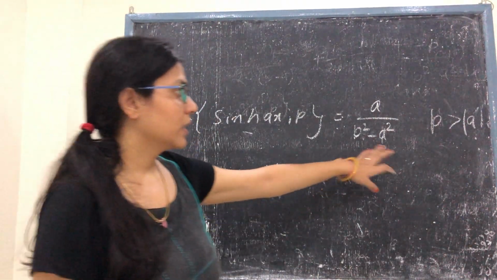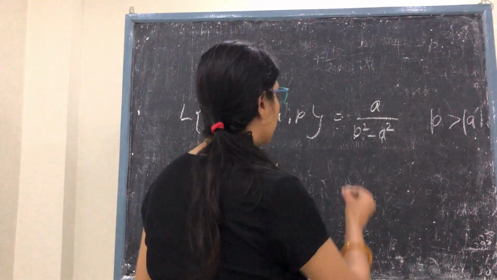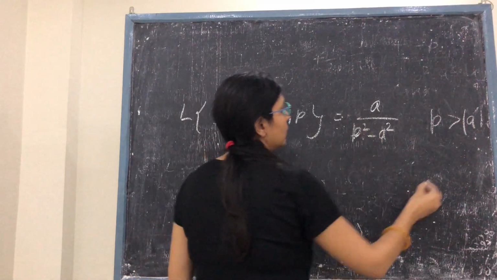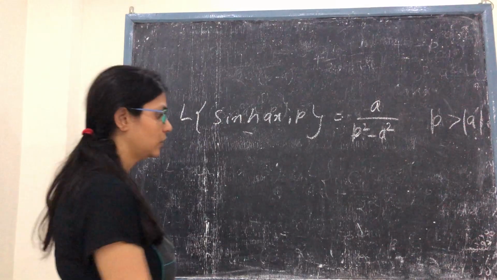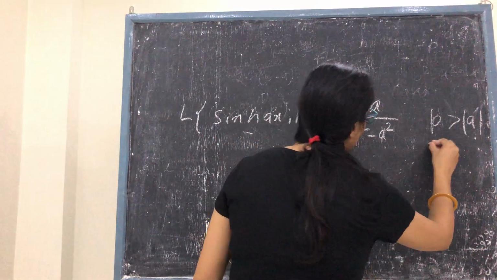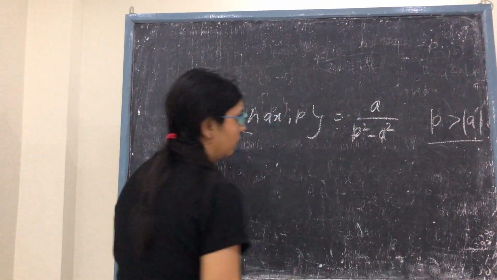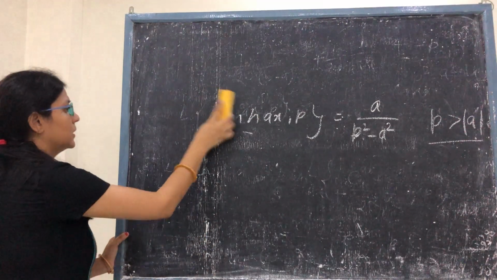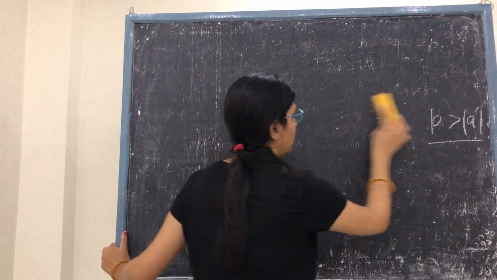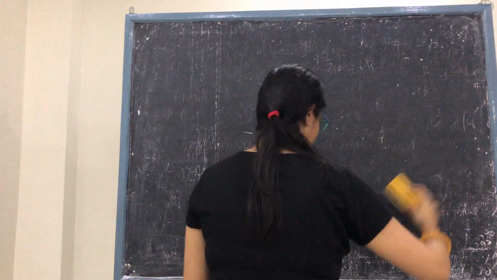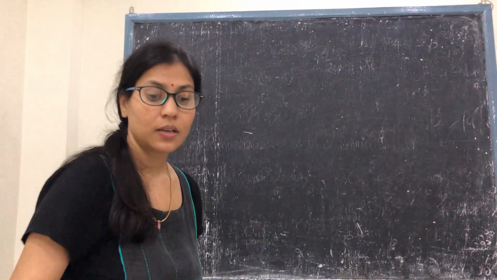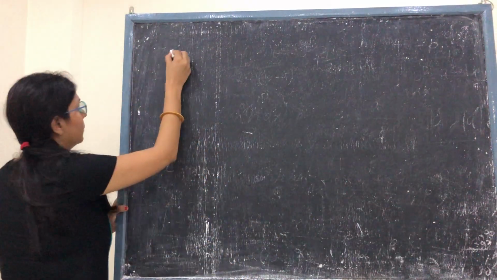If p is not greater than mod of a, then the integration becomes divergent. So it is always required that p is greater than mod of a, so that the condition is fulfilled. This is about the linearity property of the Laplace transformation. Now we will study the first shifting property.